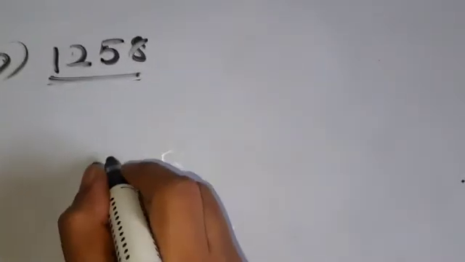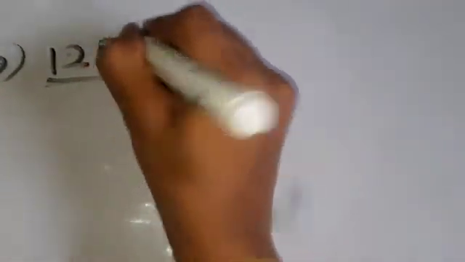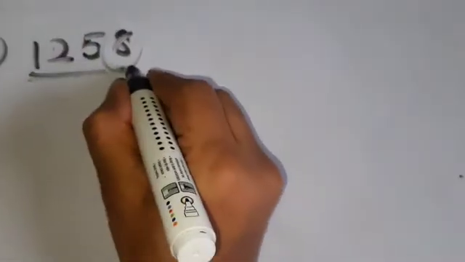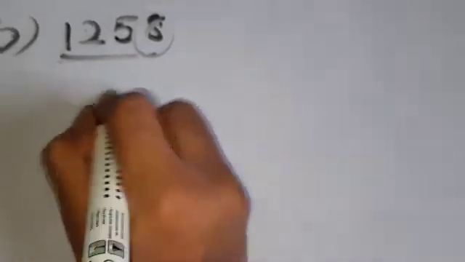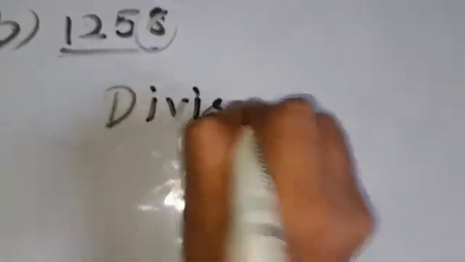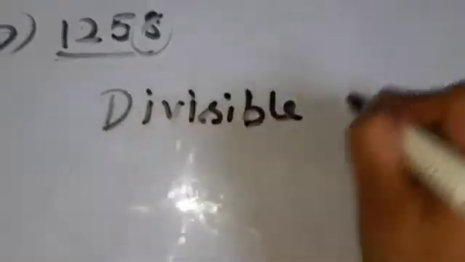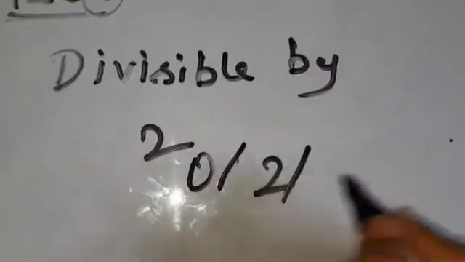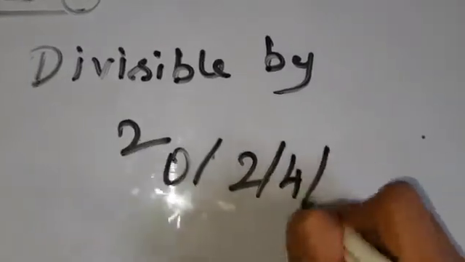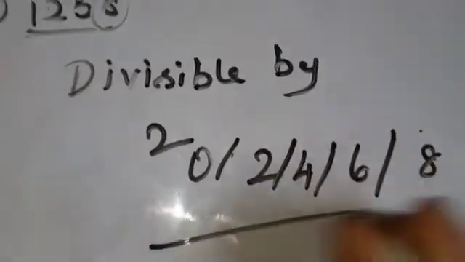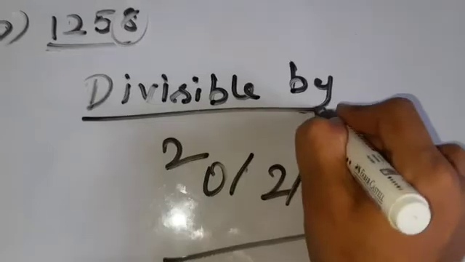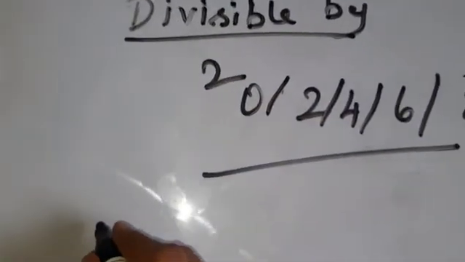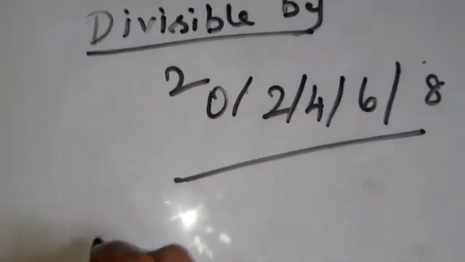Let's solve the second problem. Second problem, 1258. See here, the last number ends with 8. So it is divisible by 2. If the last number ends with 0 or 2 or 4 or 6 or 8, then it is divisible by 2. Now let's check for divisibility test of 3.